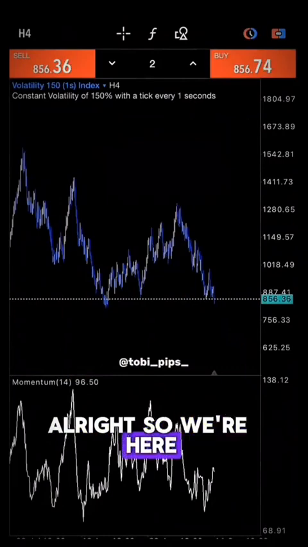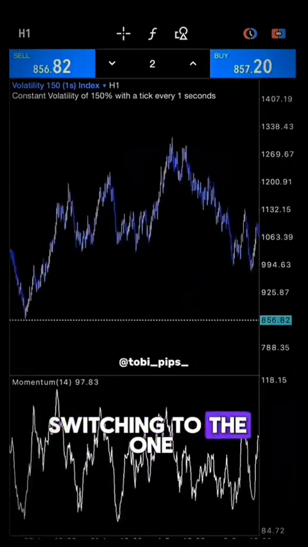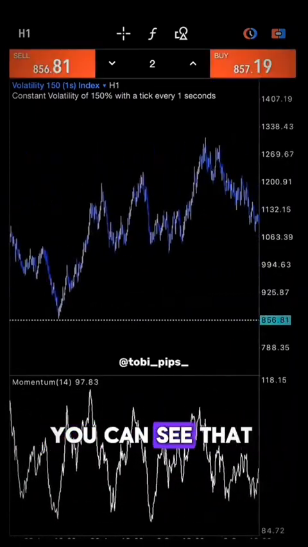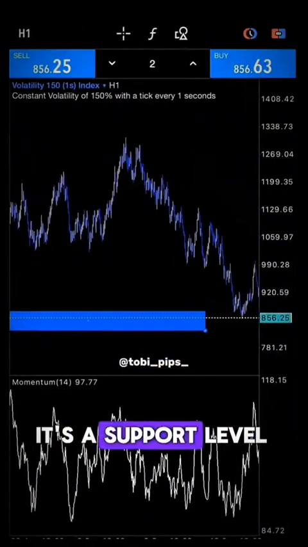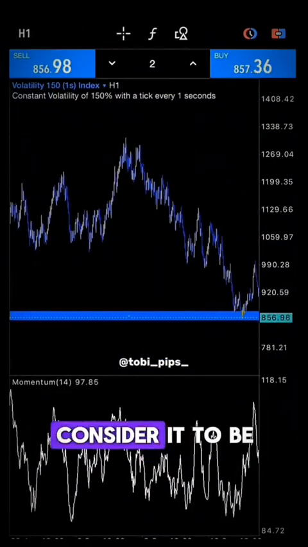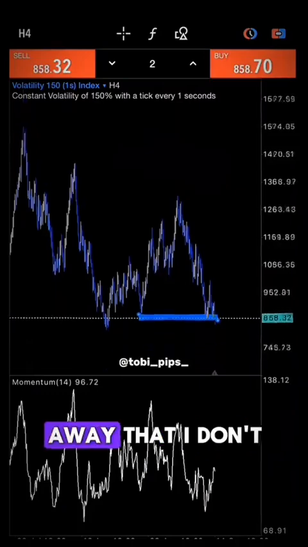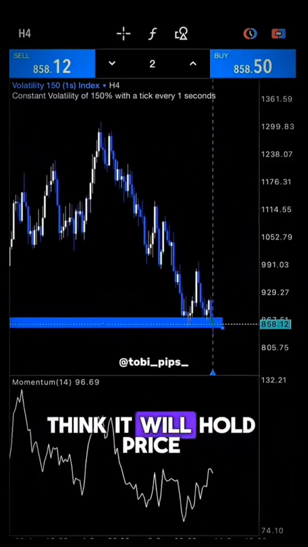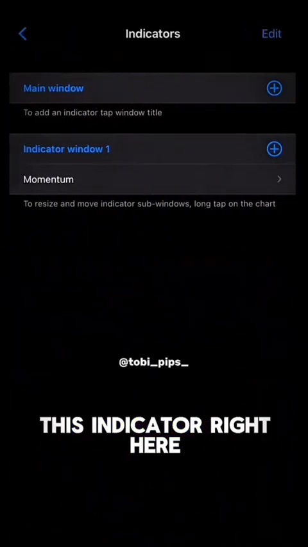Alright, so we're here on volatility 150 1S index. Switching to the 1-hour time frame, and we can see that there's a level here. It's a support level, and normally I won't consider it to be a level of interest. It's just so far away that I don't think it will hold. Price may just end up breaking right through it, so I'll be enabling this indicator right here.